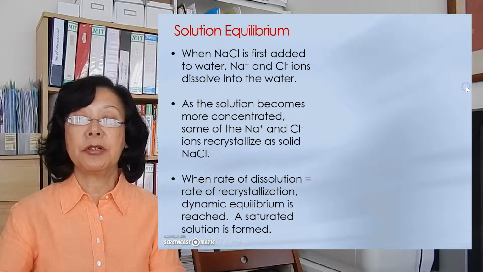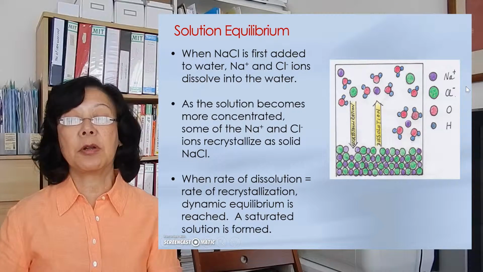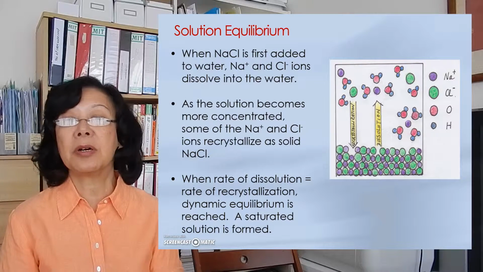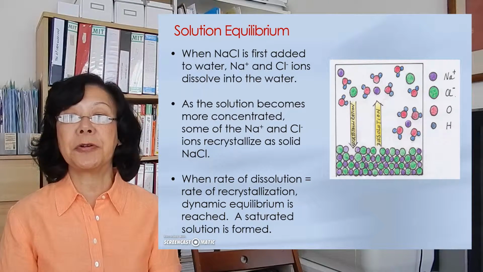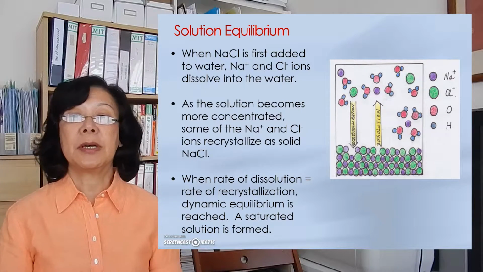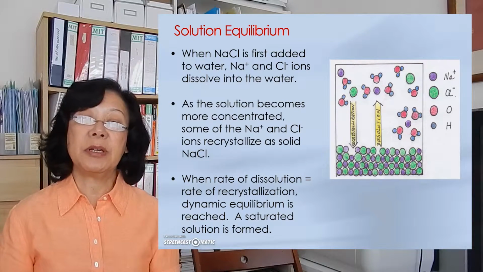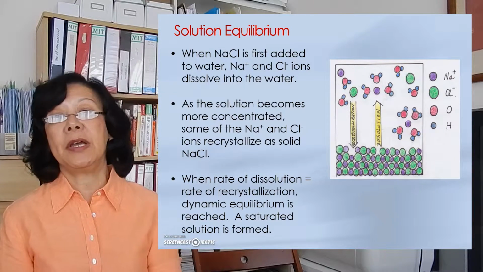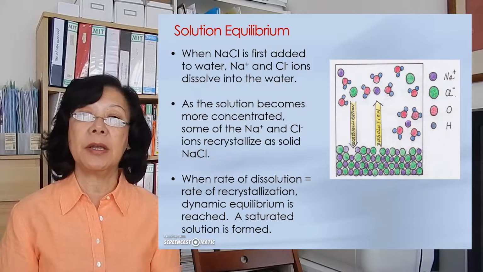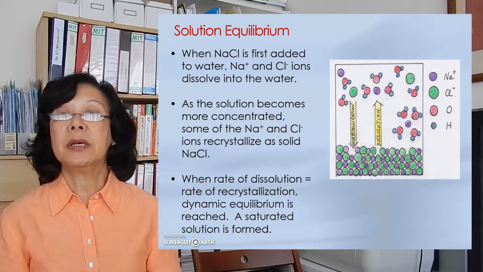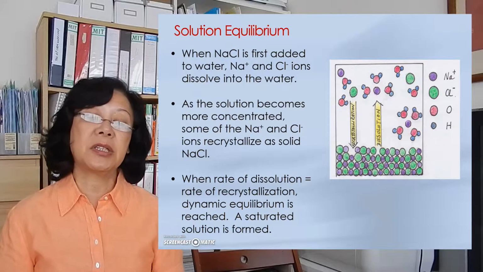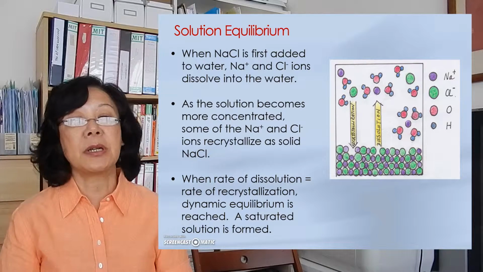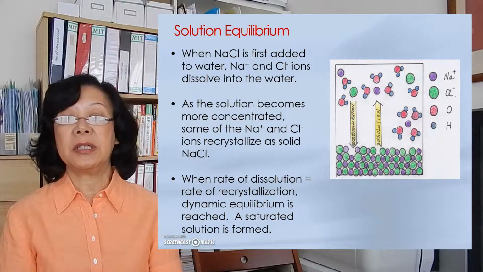Now, here's a diagram showing the dissolving of sodium chloride in water. As you can see, there's sodium chloride ions or ionic solids sitting at the bottom of the beaker. As they become dissolved, the ions are formed, and then they become surrounded by water molecules. Chloride surrounded by the positive end of water molecules, and sodium, the cation, is surrounded by the negative end of water molecules. Now, as the concentration increases, these ions would then have a chance to recrystallize back into solid NaCl.